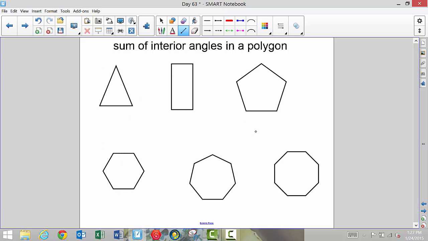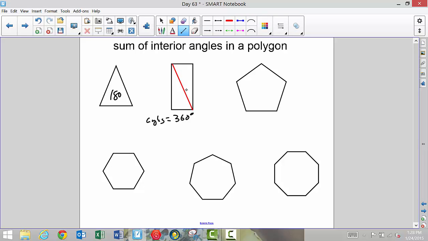So let's actually get to the meat and potatoes of this lesson, which is the sum of interior angles in a polygon. We already know that the sum of all angles in a triangle is 180. But let's find out why the four-sided polygon is 360. So I know that all angles are going to equal 360 degrees in this four-sided polygon, and here's why.